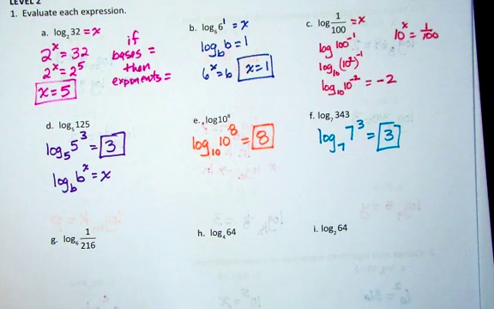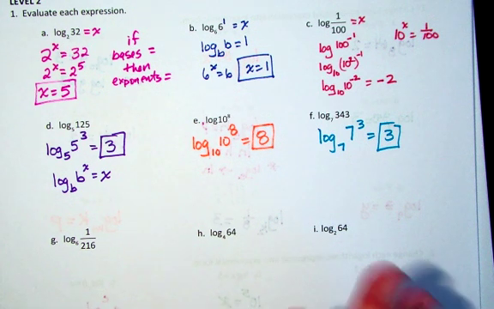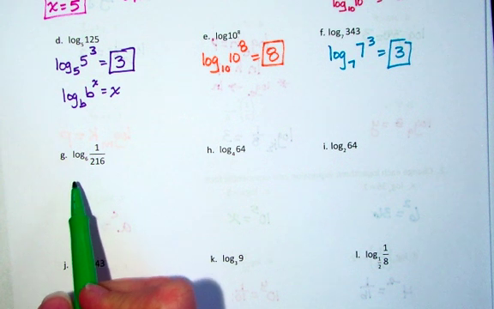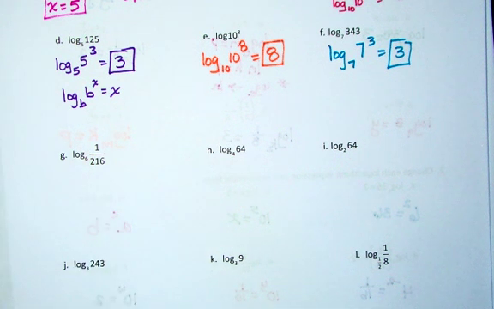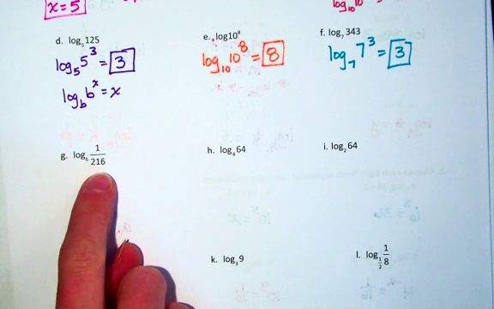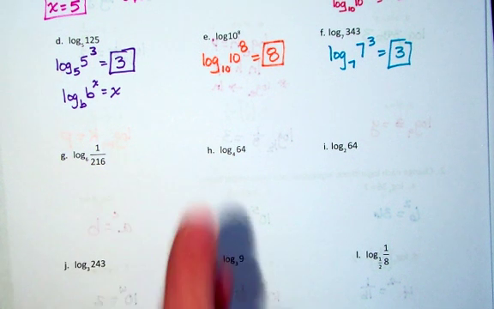Okay. Now, 216. Now this is in the bottom. So I know my answer is going to be negative, because if I have a fraction, I'm trying to put it up to the top. Like this is 216 to the negative 1. Make sense? But instead of taking that middle step, 6 to what power is 216? It's to the third. 6 to the third.